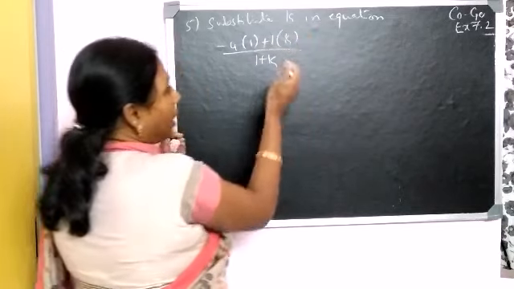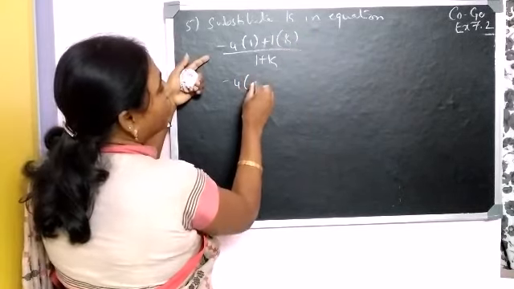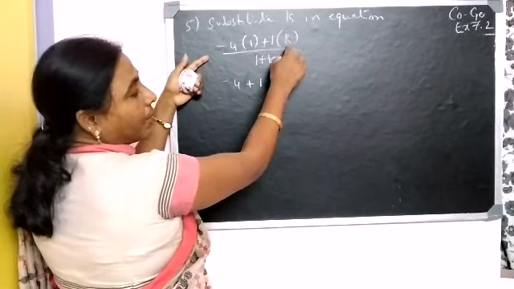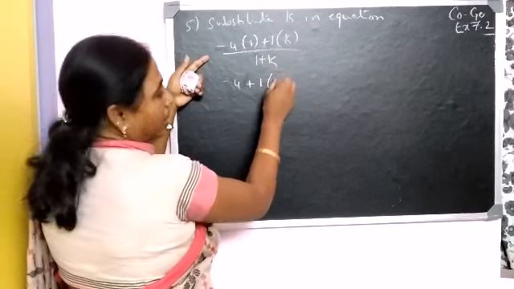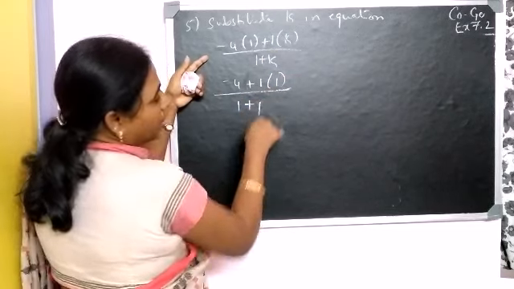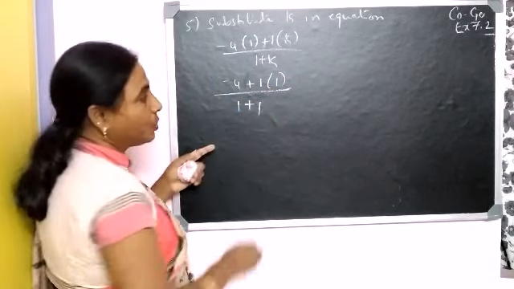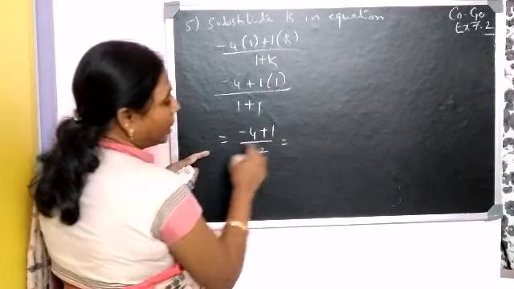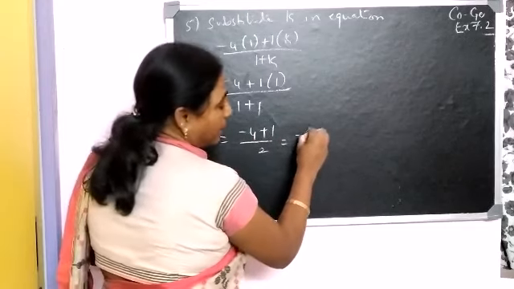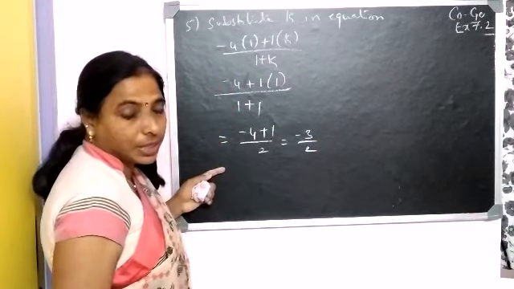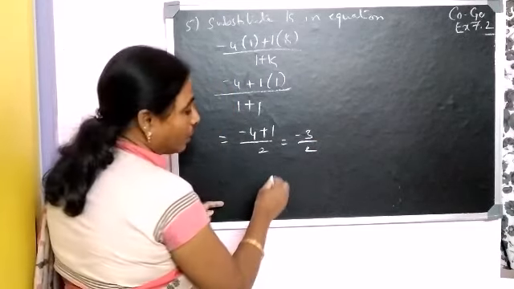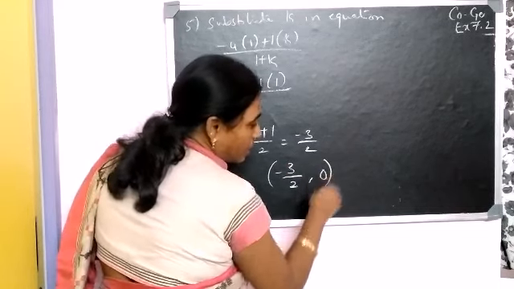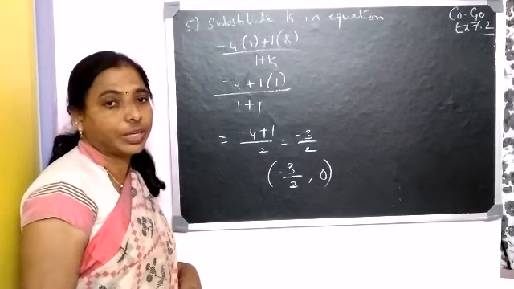Substitute the value of k here. So minus 4 into 1 is minus 4, plus 1 into 1, because the k value is 1, therefore 1, divided by 1 plus 1, the k value I am substituting here. Therefore it is minus 4 plus 1 divided by 2, that is minus 3 by 2. Therefore the coordinates here are minus 3 by 2 comma 0.